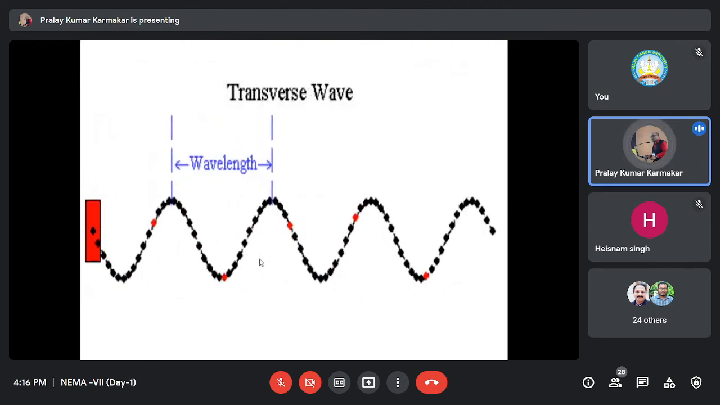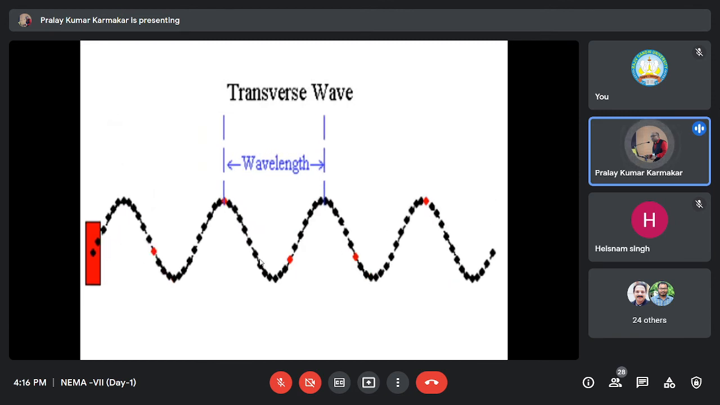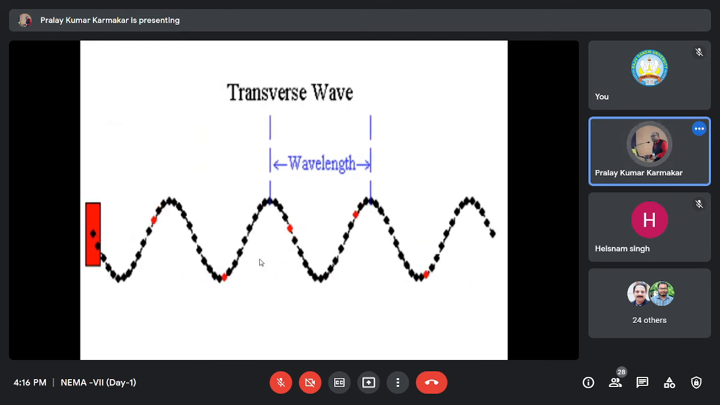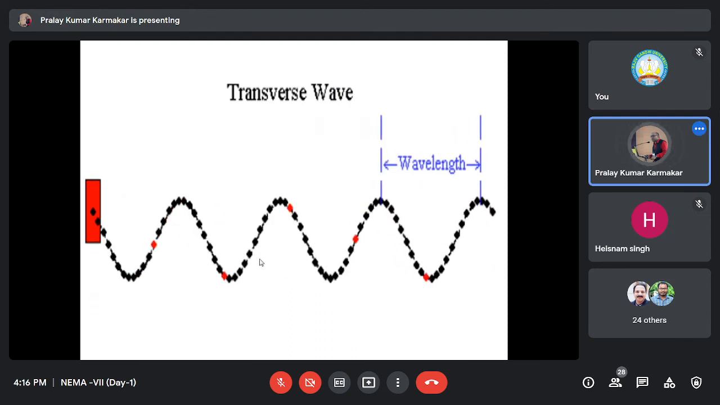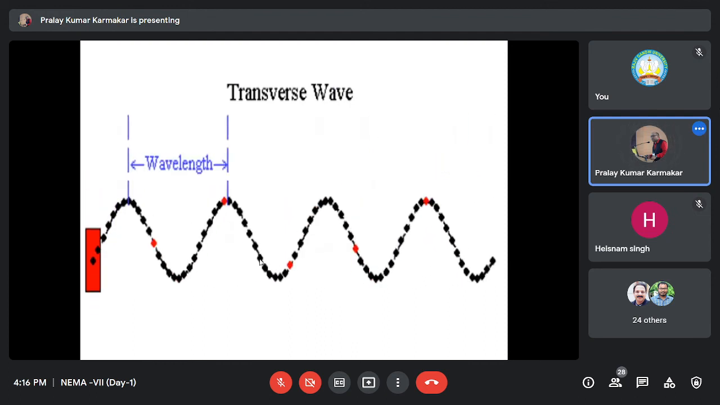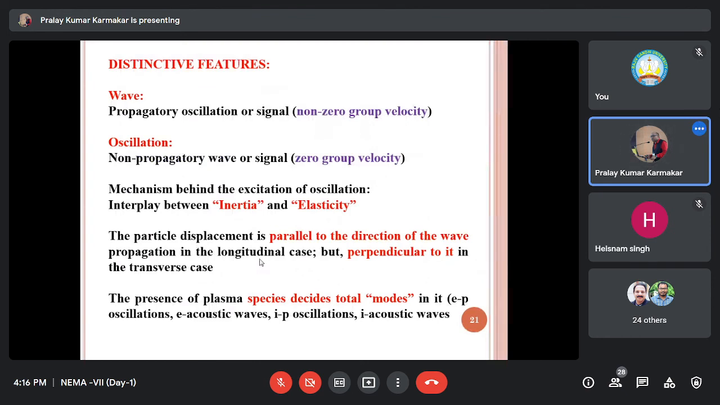This is also excited in plasma, but not mechanically. This is at the cost of some other electromagnetic force agencies being applied. Okay, fine. So our distinctive features, wave. I told you that your oscillation becomes a wave if the group velocity is not 0, or your wave becomes simply oscillation if the group velocity is 0.